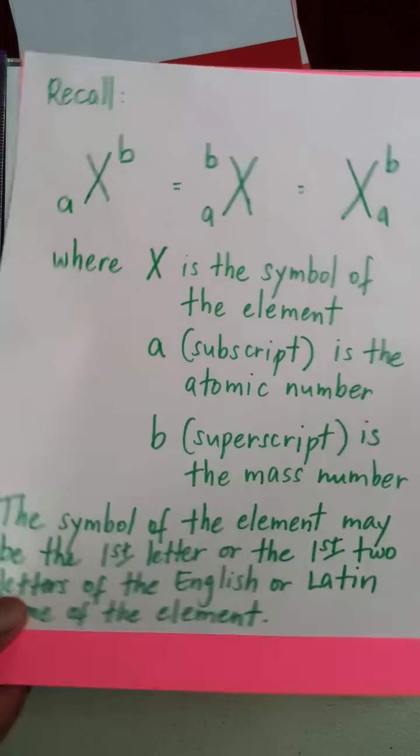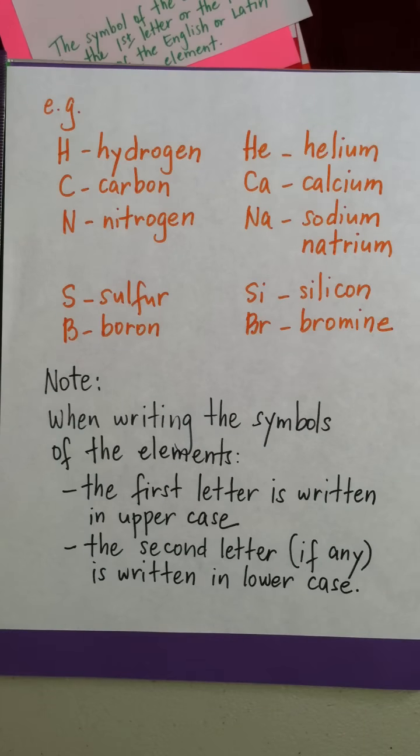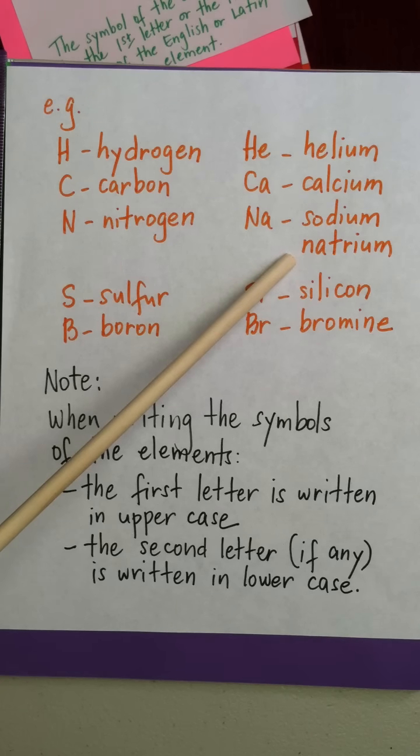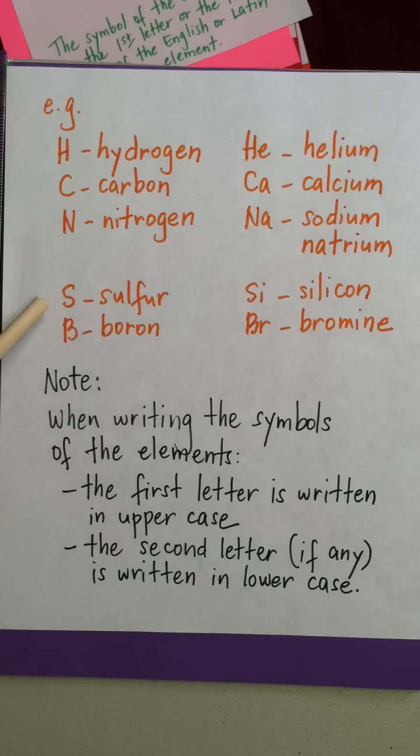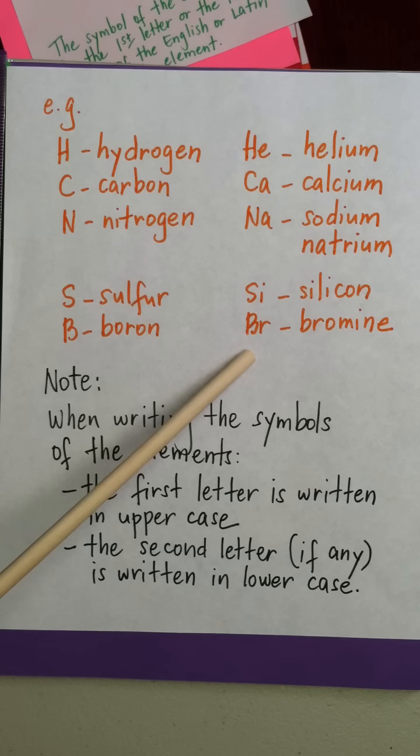For example, we have H for hydrogen, He for helium, C for carbon, Ca for calcium, N for nitrogen, Na for sodium, and this is coming from its Latin name, which is natrium. S for sulfur, Si for silicon, B for boron, and Br for bromine.